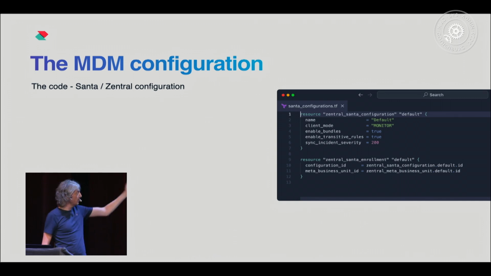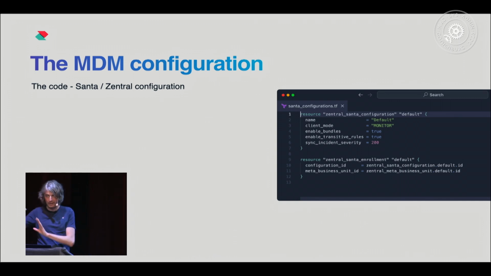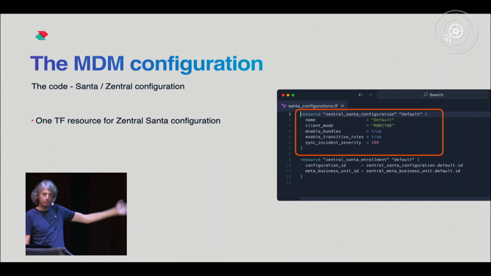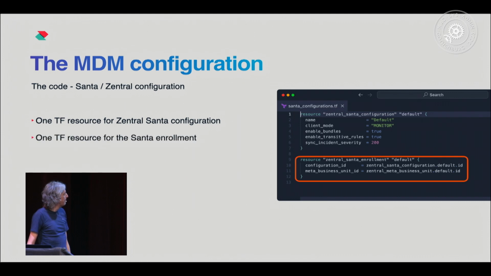For example, this is a Santa configuration on the server side. Here we have one resource for the configuration, and you can see that the client mode is in monitor mode. So we are not going to block everything on the machine. If you switch it to lockdown, make sure you have code reviews for your pull requests, because it's going to block a lot of stuff. And then we have an enrollment object. And you can see the link between the enrollment and the configuration using the ID.